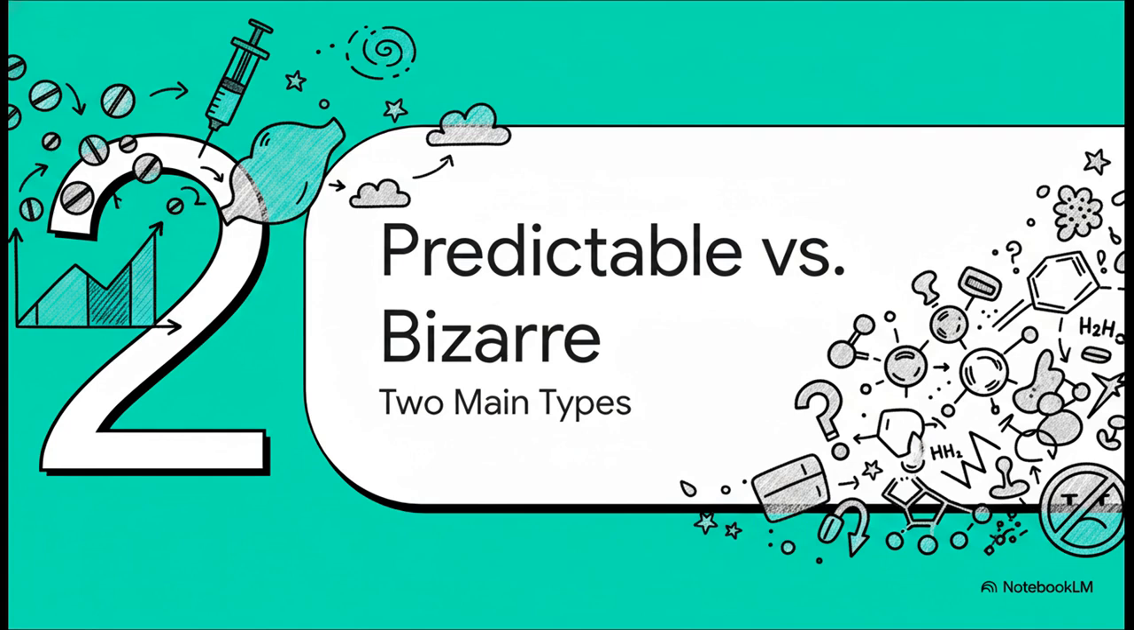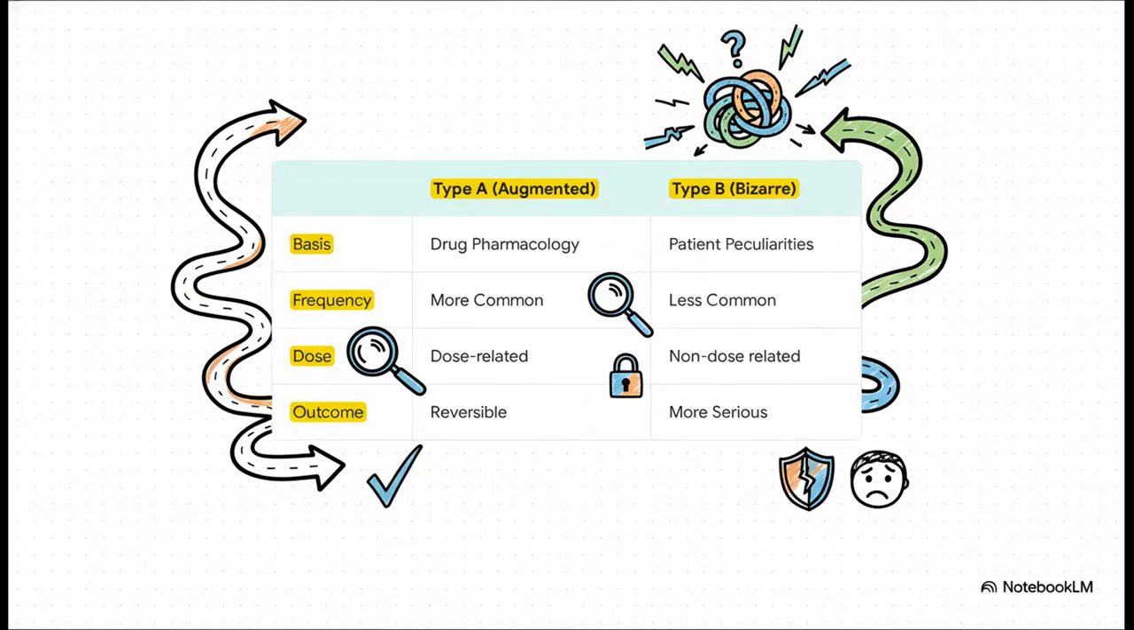Okay, so we've got the vocabulary down. But how do we organize this huge world of potential problems? Well, it's actually pretty simple. We split them into two main categories: the predictable ones and, well, the ones that are just plain bizarre. And this classification is the key to managing them. Now this slide, it simplifies everything beautifully.